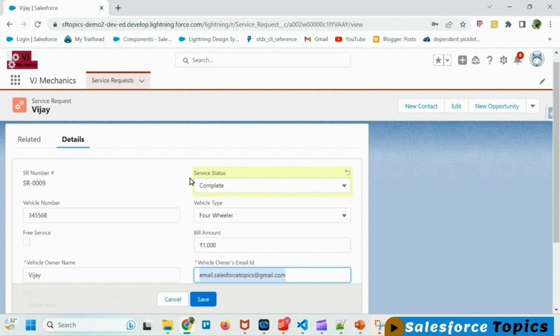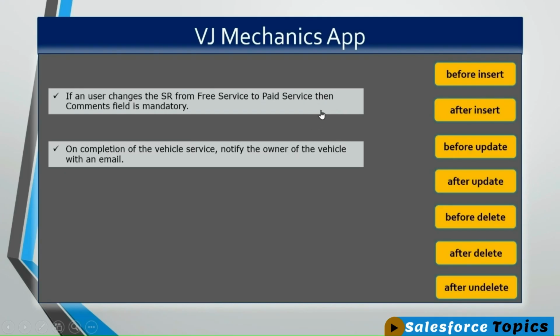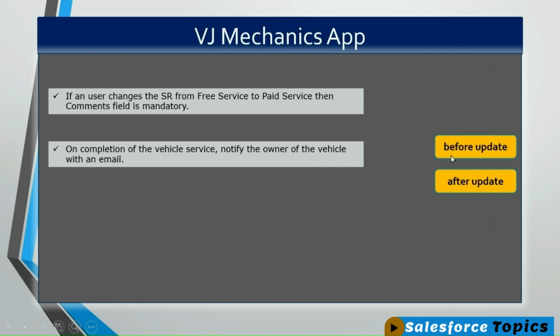In this requirement also, the user is performing the update on this field. So the DML is going to be update DML. Since both these requirements are related to the update DML, the remaining trigger events we can filter out. Only before update and after update are there now. Now let us see which trigger event matches these requirements.